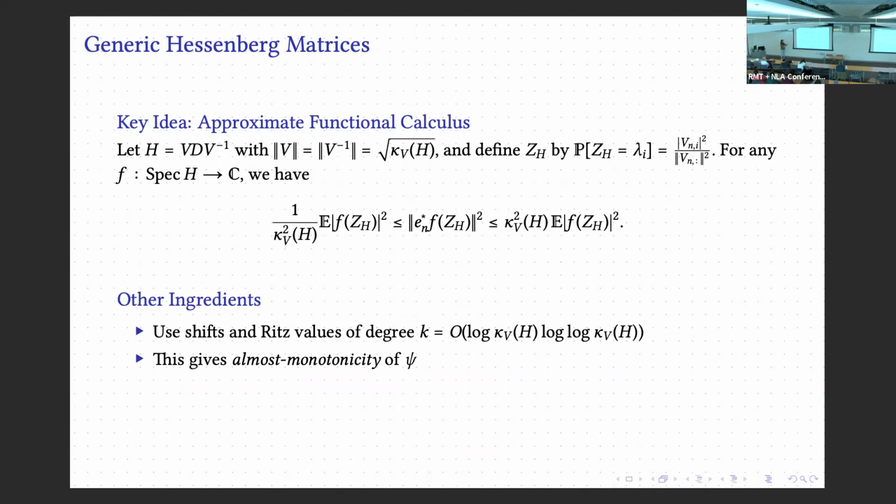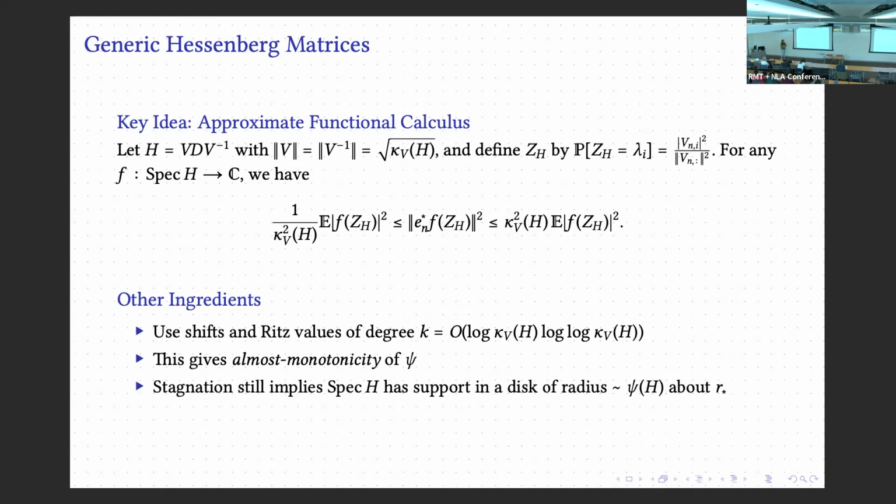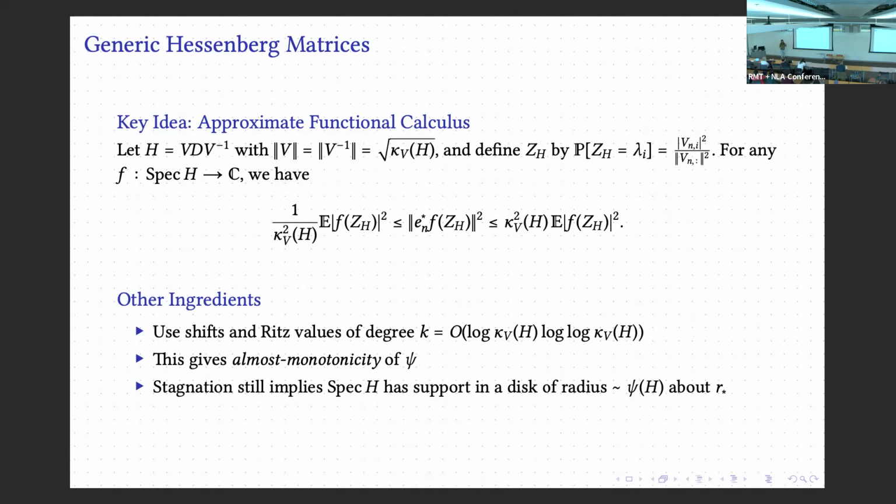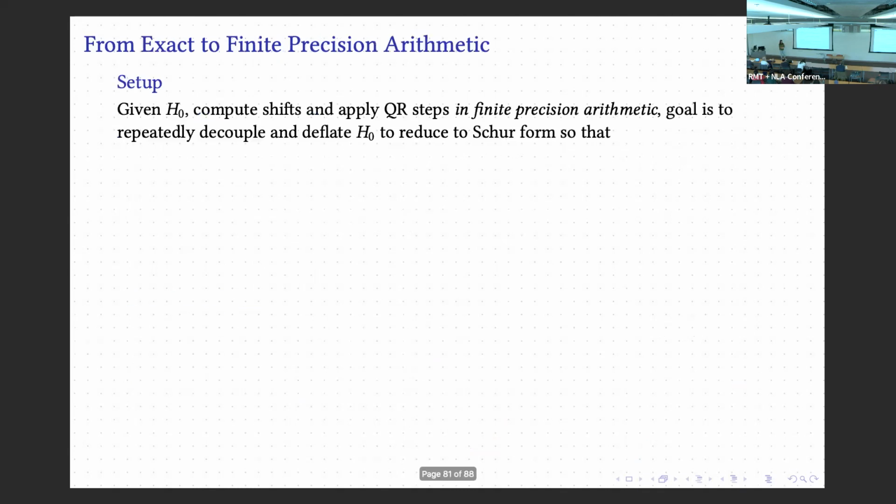This will give you almost monotonicity of the potential, and then still, if you don't make a lot of progress in a single step, you still get that the spectrum has support on a small disk around your shift, and you can do the same sort of exceptional shifting as we were doing before.